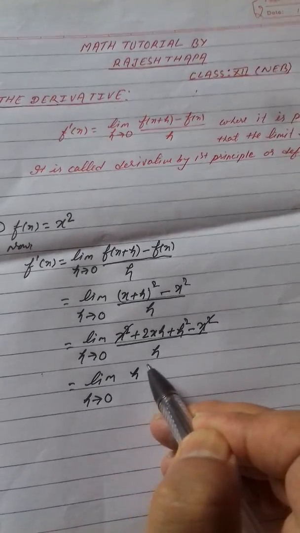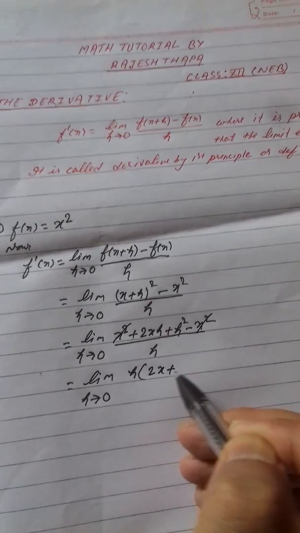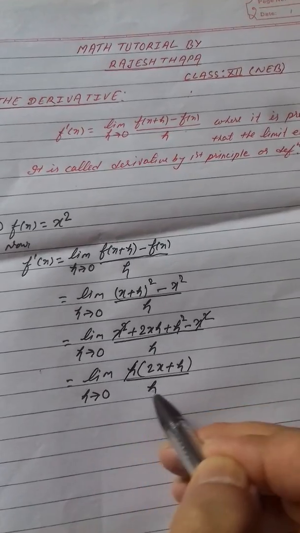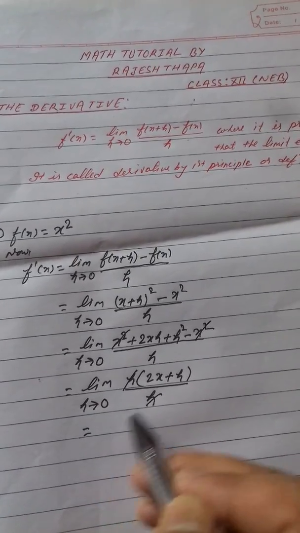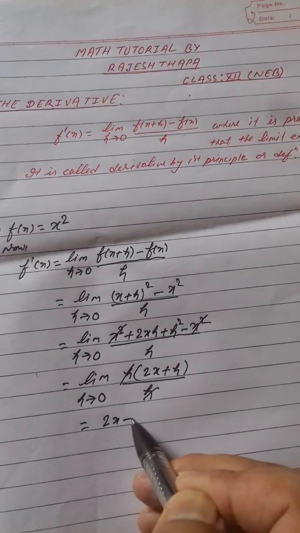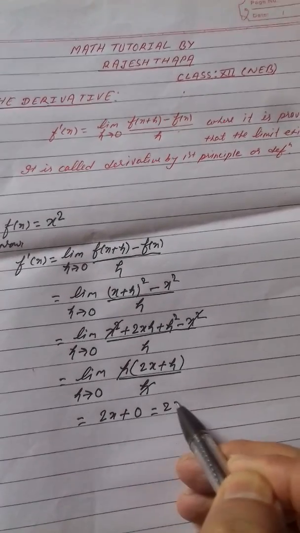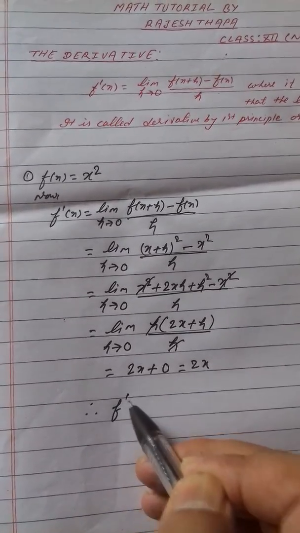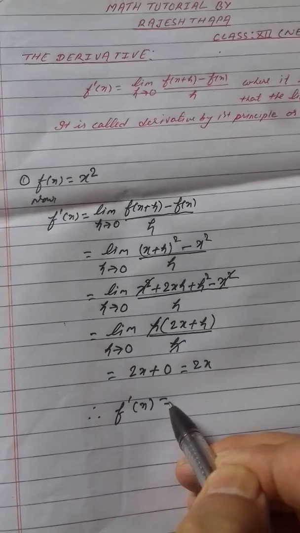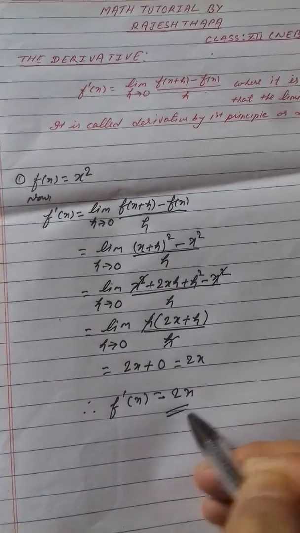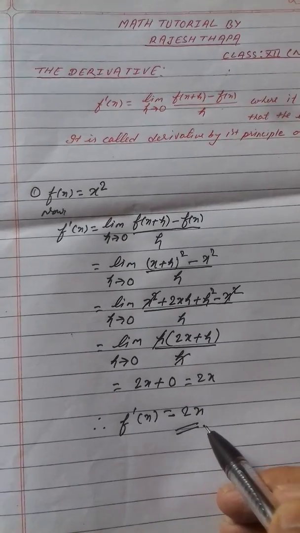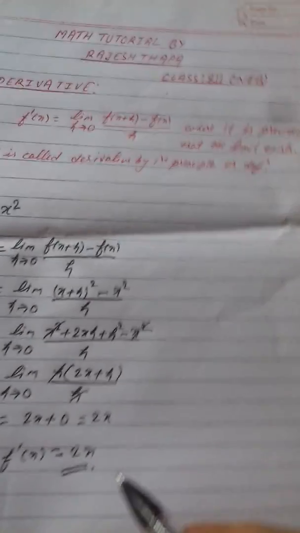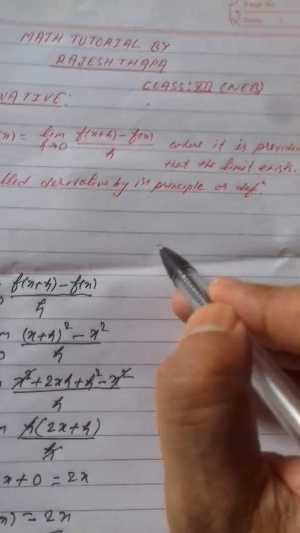Here h is common, so we get h into 2x plus h divided by h. H and h again cancelled. In place of h now we can substitute 0, and then we get 2x. So we can write f dash x is equal to 2x. This is the derivative of given function f of x equal to x square by method of first principle. Similarly, let's take another example.